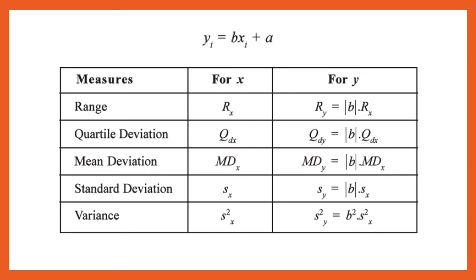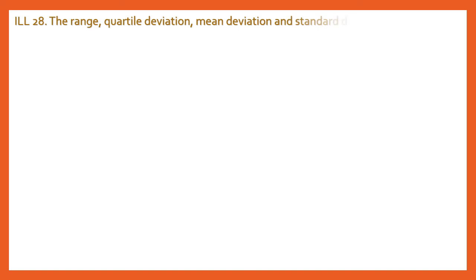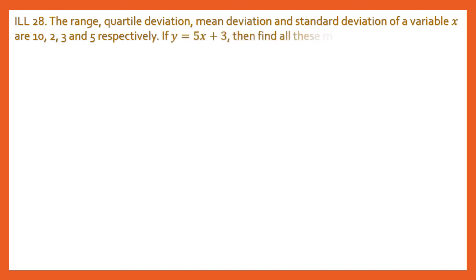One illustration we will take to understand this concept. Illustration 28. The range, quartile deviation, mean deviation and standard deviation of a variable x are 10, 2, 3 and 5 respectively. If y is 5x plus 3, then find all these measures for y. Now in the question we can see that the range is 10, quartile deviation is 2, mean deviation is 3 and standard deviation for x is 5.